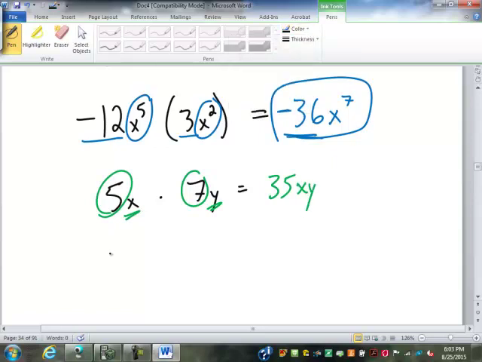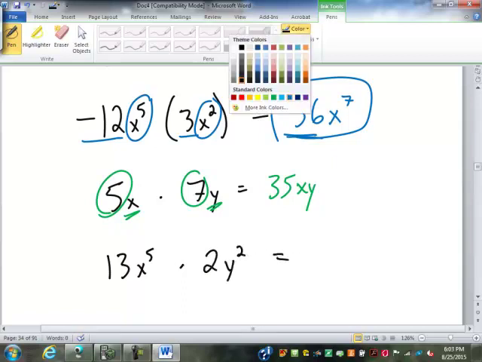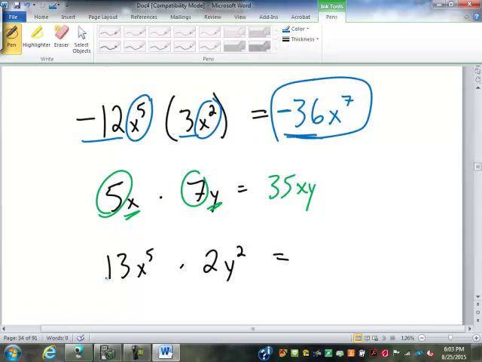We can run into something like this. And still, we're going to combine the counts. 13 times 2 is 26. And then, just like x times y became xy, x to the 5th times y squared is just x to the 5th y squared.